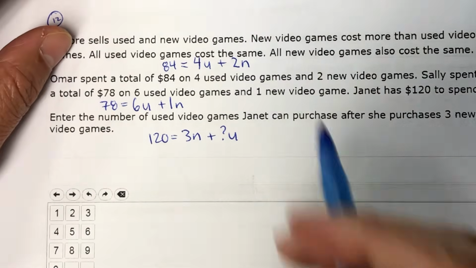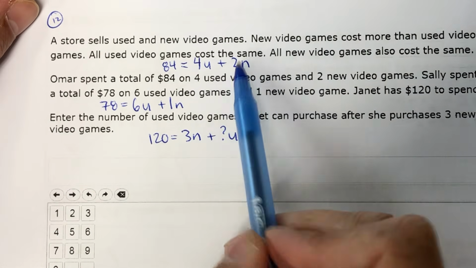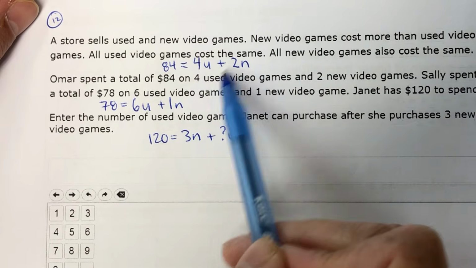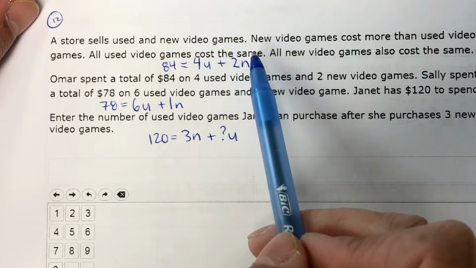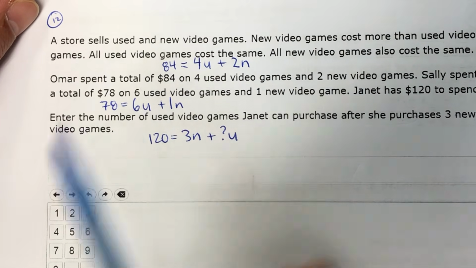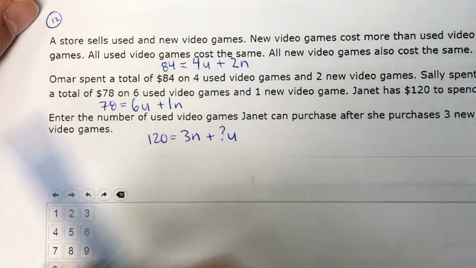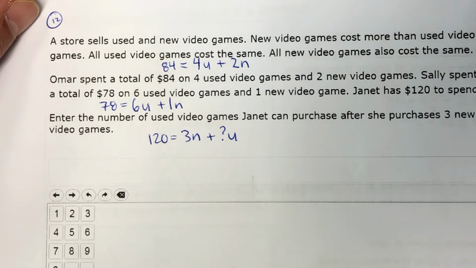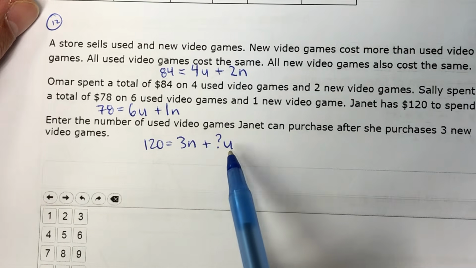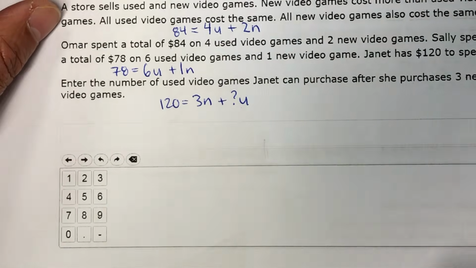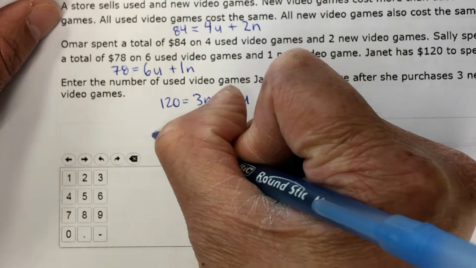And if you look at this problem, you have linear systems of equations. You have 2 variables, n for new games, and u for used games. I'm going to use these 2 equations. We're going to solve them, and then we're going to figure out how much Janet can spend on used games. So let's write the 2 numbers right above it.